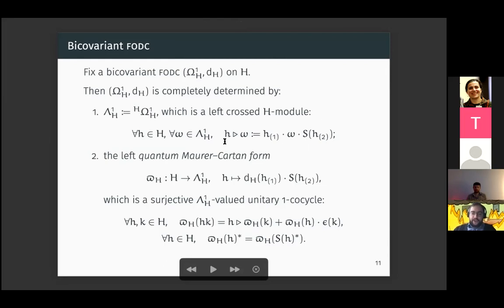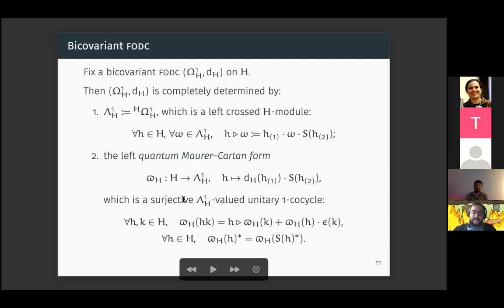This is what the H action is, or a Radford-Jeter-Drinfeld module. There's a lot of jargon out there that confuses me. And then you can completely encode what the differential on H is in terms of the resulting quantum Maurer-Cartan form, which is given like this.